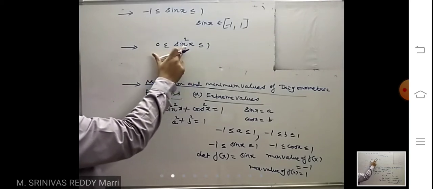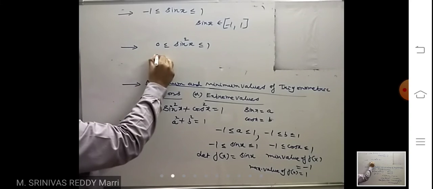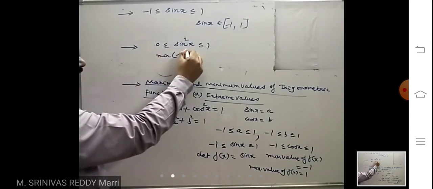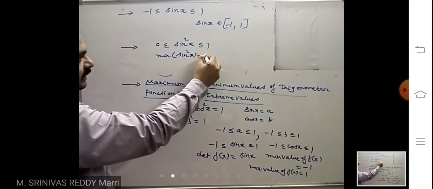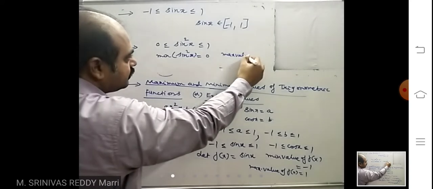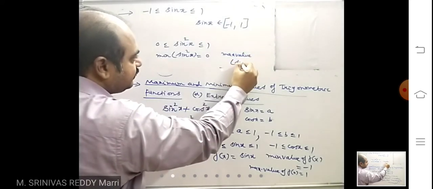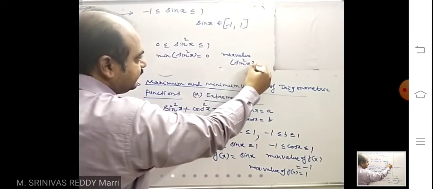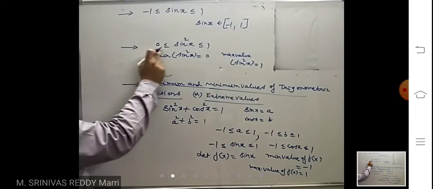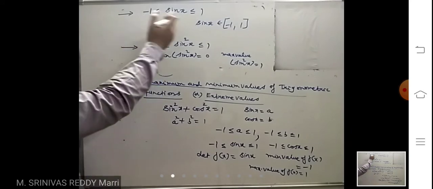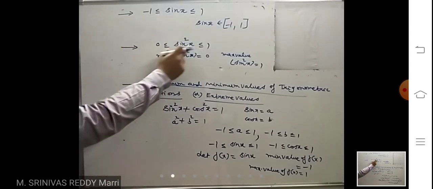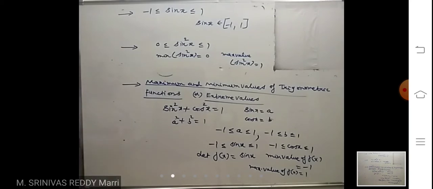So for sin square x, minimum value of sin square x is what? 0. Maximum value of sin square x is what? 1. So sin square x always lies between 0 and 1 because it cannot be negative, because it is square. Right? Sin square x lies between 0 to 1.